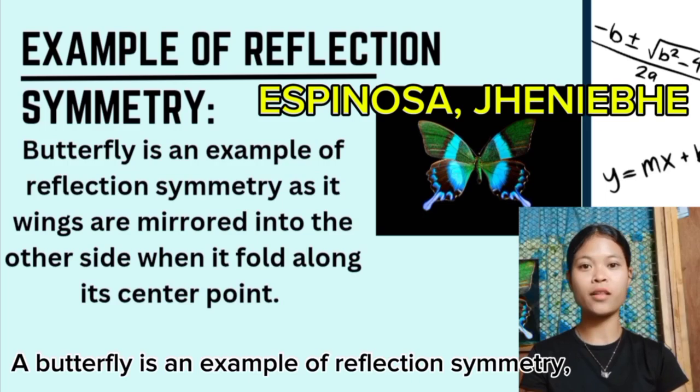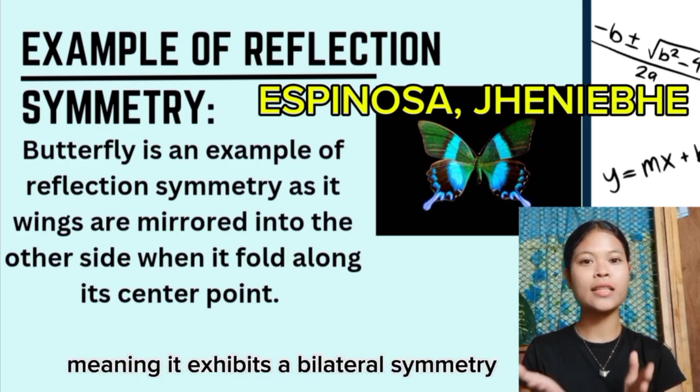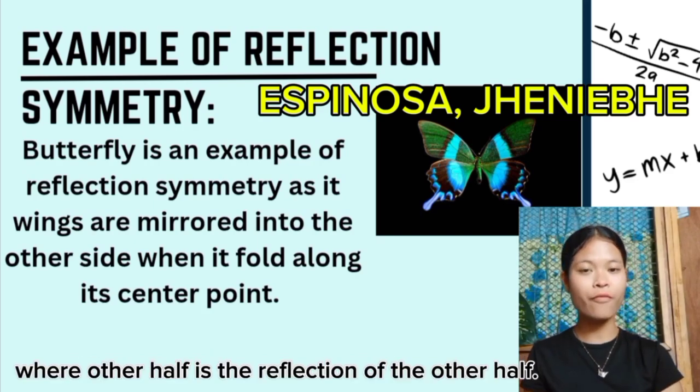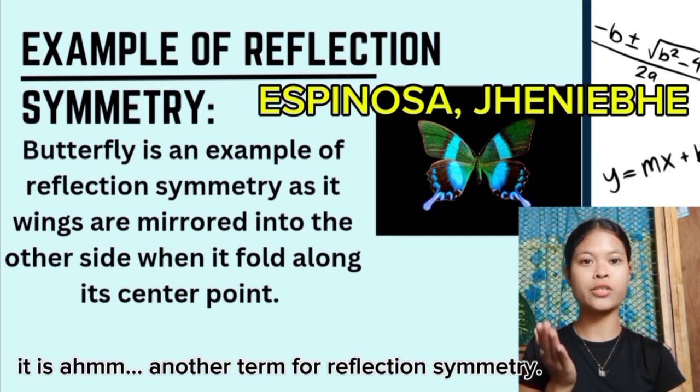A butterfly is an example of reflection symmetry, as its wings are mirrored on the other side when folded along a central line, meaning it exhibits bilateral symmetry, where one half is the reflection of the other half. When we say bilateral symmetry, it is another term for reflection symmetry.